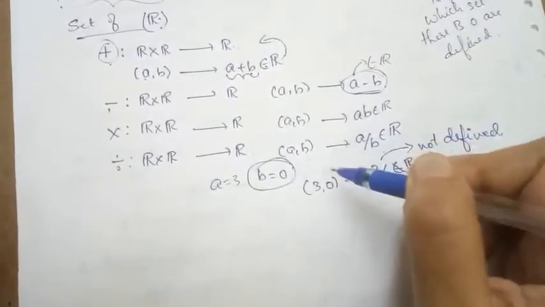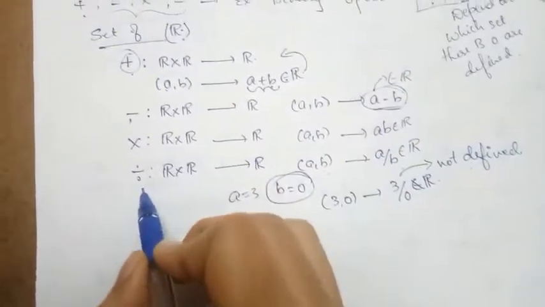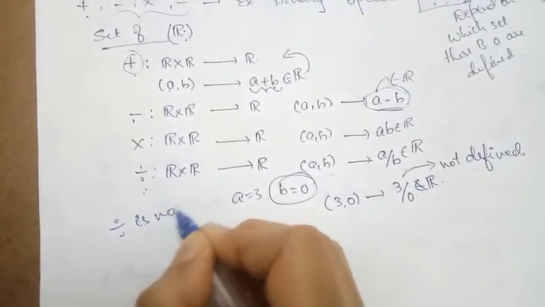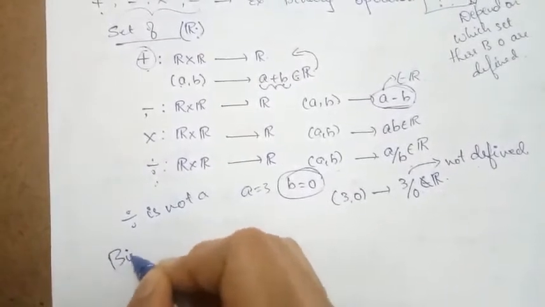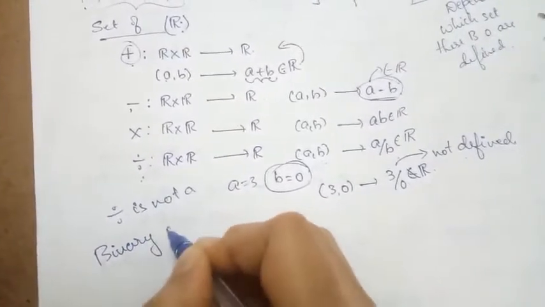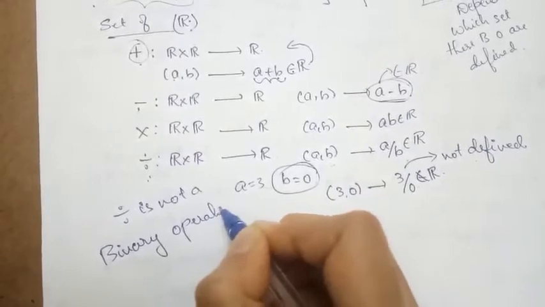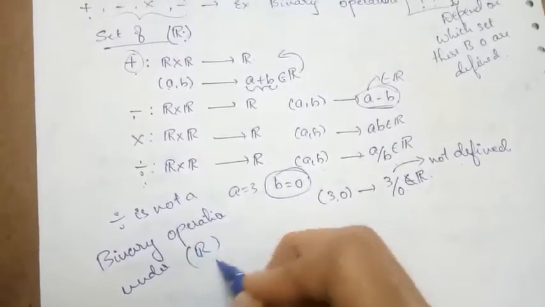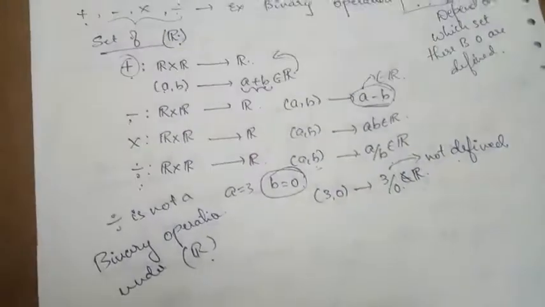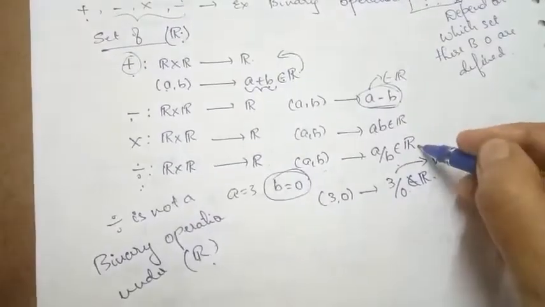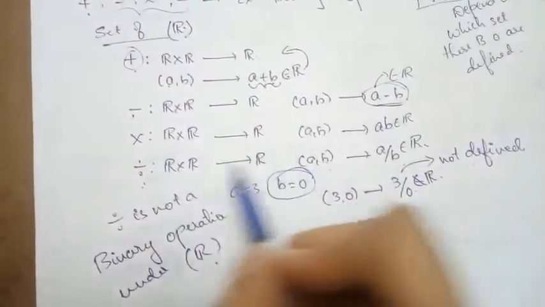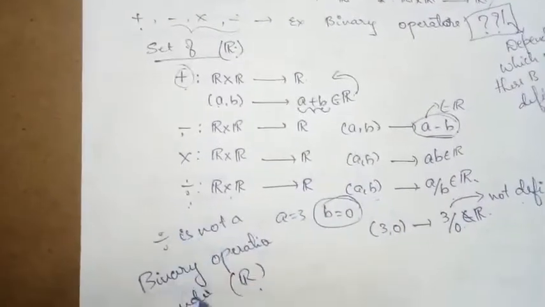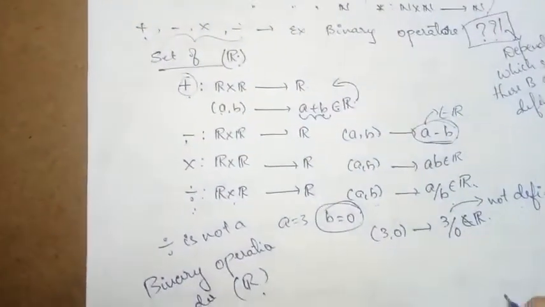So in this case, what we are saying is that division is not a binary operation under the set of real numbers, because a by b is not defined, or does not belong to real numbers, for every (a, b) belonging to R cross R. So division is not a binary operation on the set of real numbers.